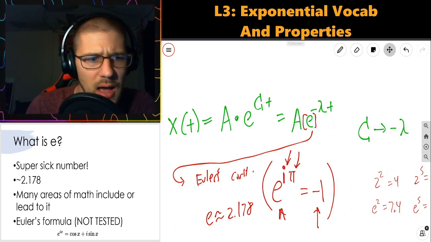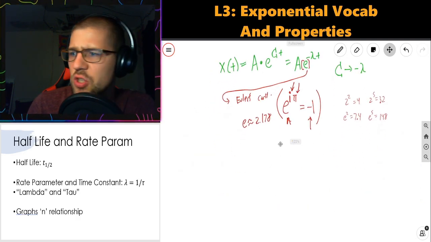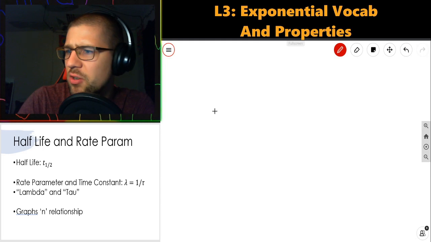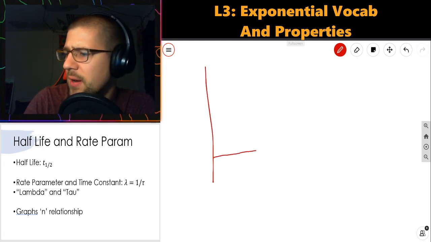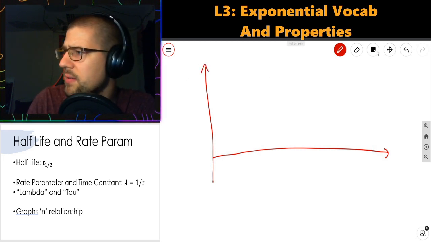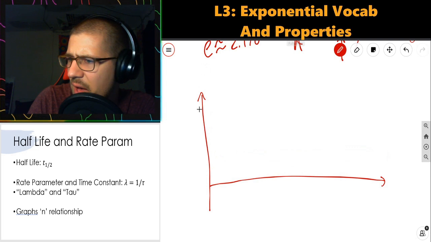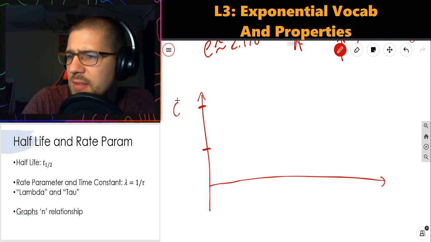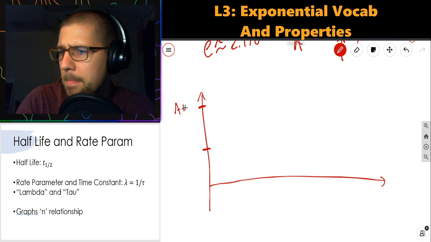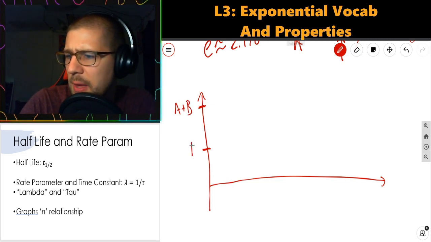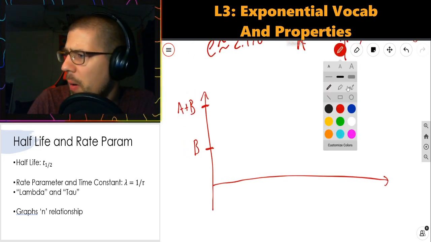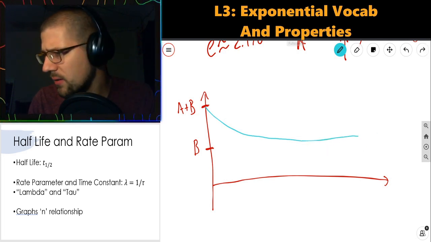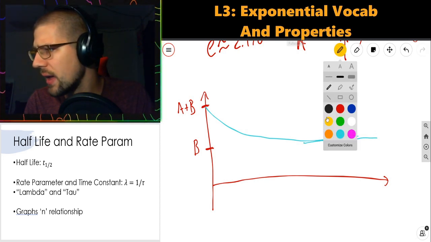All right. I'm going to pivot a little bit. I want to talk about half-life and rate parameter. So if I've got an exponential decay, let me draw a graph for it real quick. Say that I've got an exponential decay, and I'm decaying from some high value to some lower value. I'm going to call this one a plus b up here, and we're going to decay down to b. Okay. So a decay might look like this. Boom. We're just going to decay to this asymptote at b. So I'm going to draw in a little dashed line here at b to indicate an asymptote.